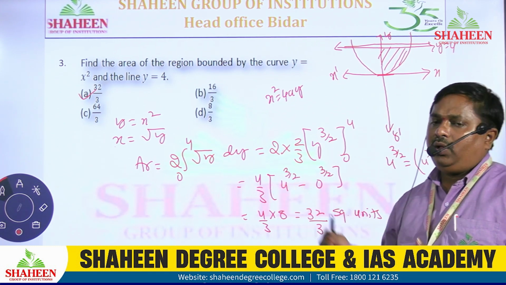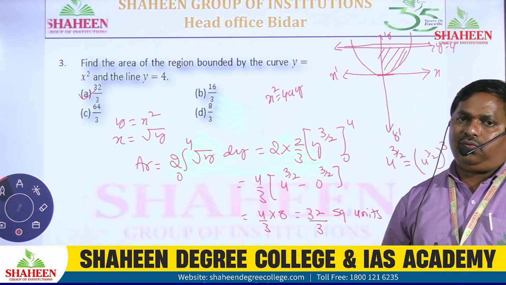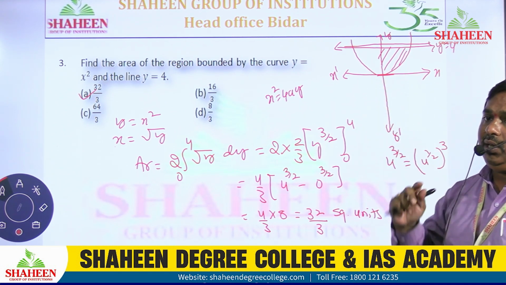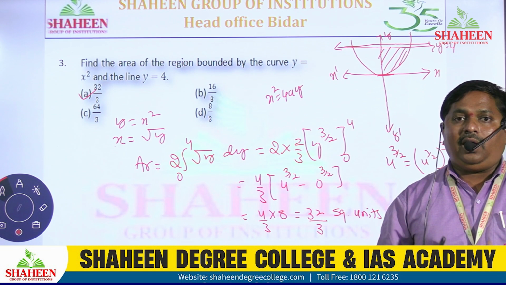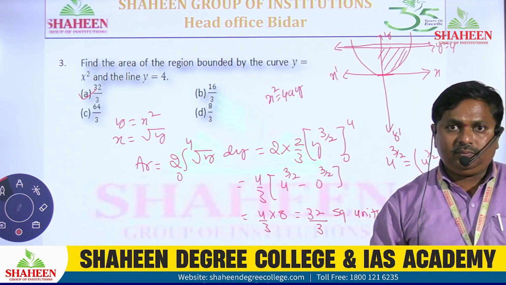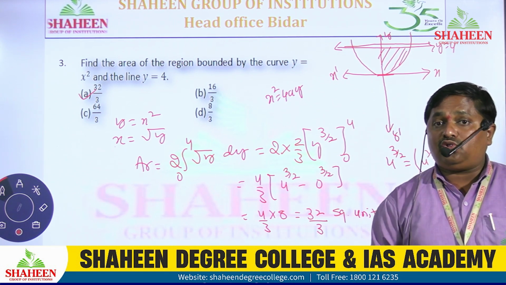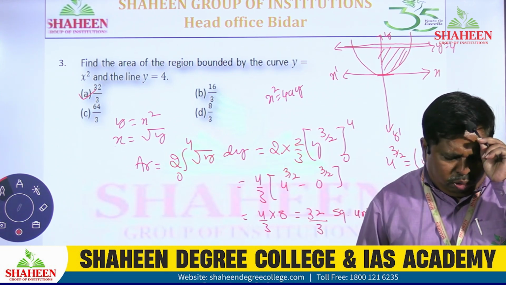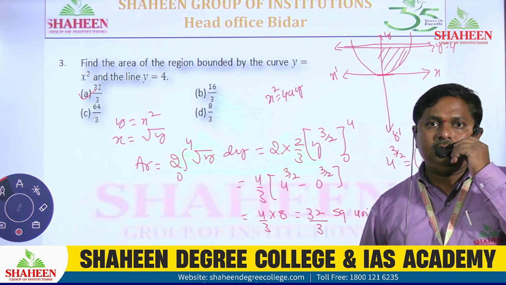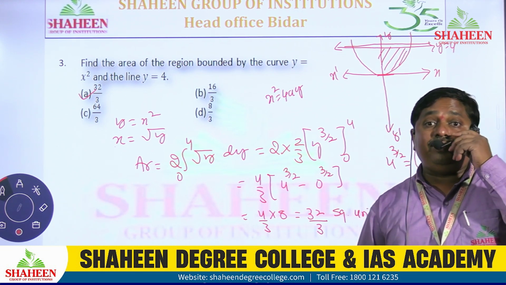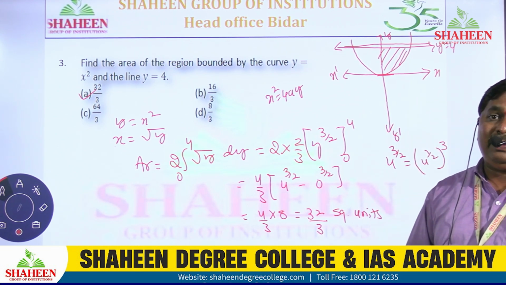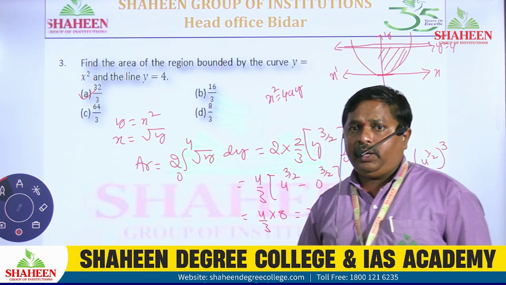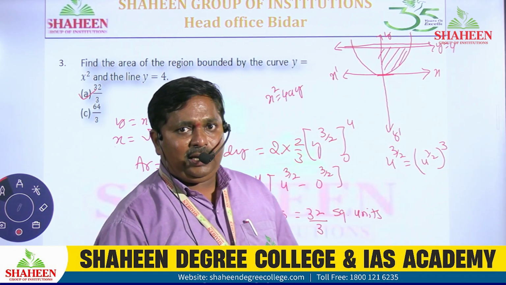In this way, we are finding the area of this curve. One thing you remember, if you draw this diagram, then easily you come to know how many portions are there, and by what number we have to multiply. If there are 2 portions, we multiply by 2. If there are 4 portions, we have to multiply by 4. So first you draw a rough diagram, then you are able to find this area.